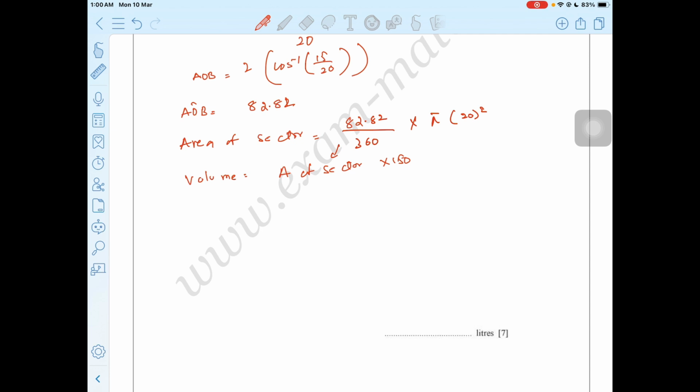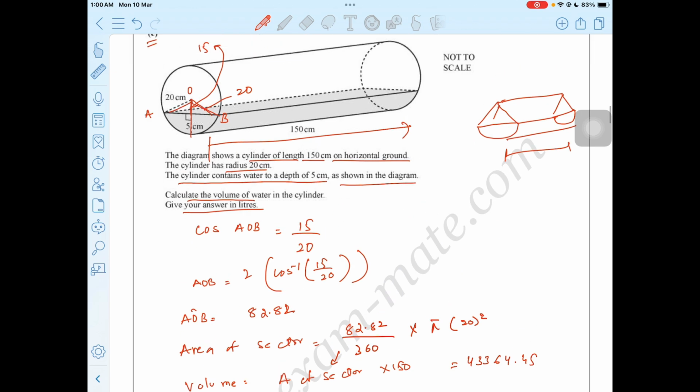Okay, so this would be 43364.45, right? Now we have to calculate the area of the triangle. We have our AOB as 82.82, we have these as 20, so we can use the sine area formula. So this would be 20 and then again 20 and then sine 82.82, right?